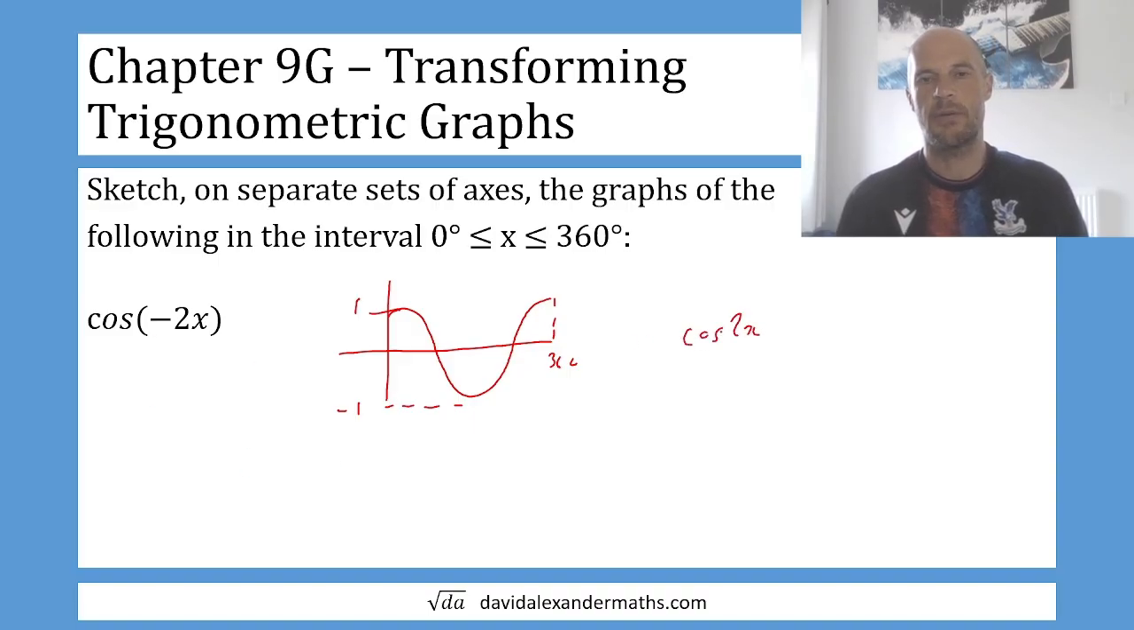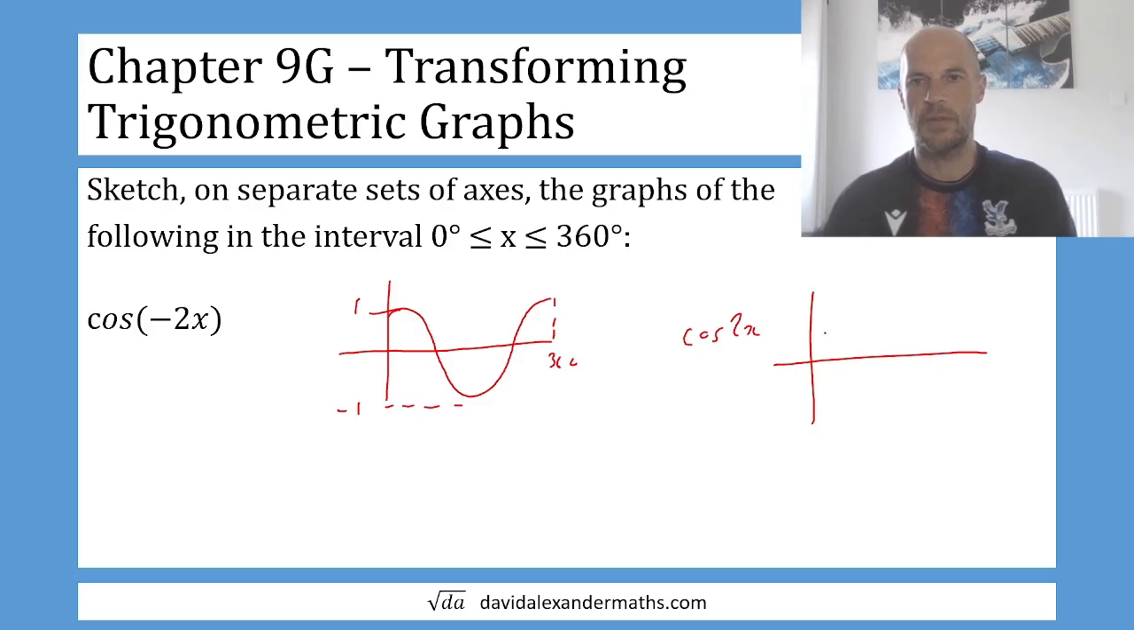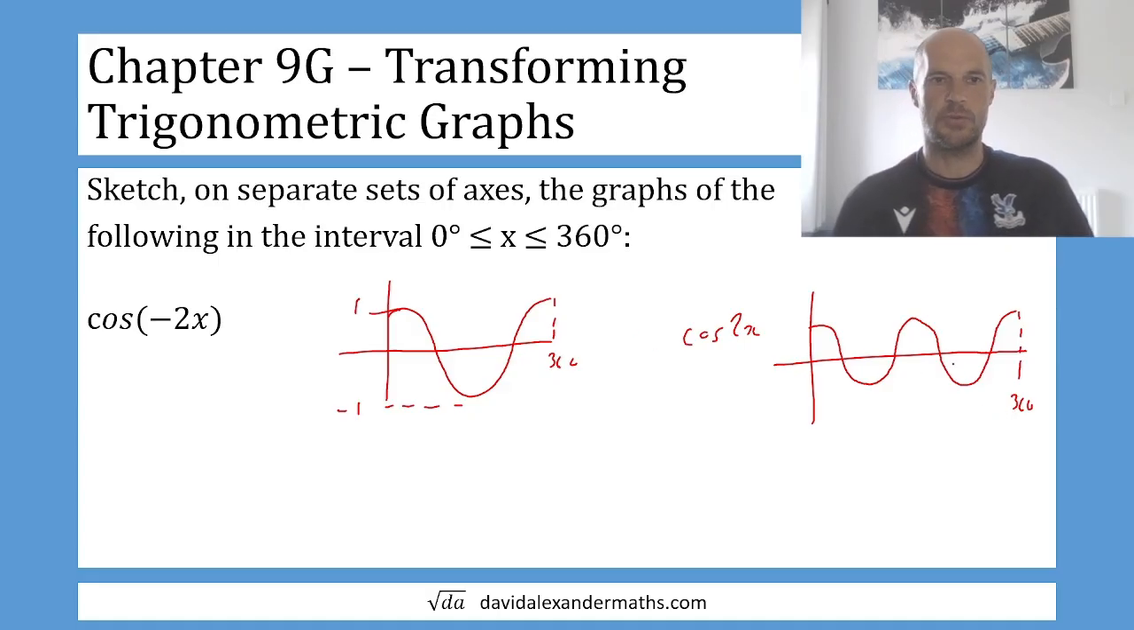So the cos of 2x between 0 and 360 means we are getting twice as many cos waves in, so we're getting two in for the price of one. So there is one, and there is our second. So not the greatest, and that is 360. Okay, so the same interval, 0 to 360, but we're getting twice as many cos waves in.